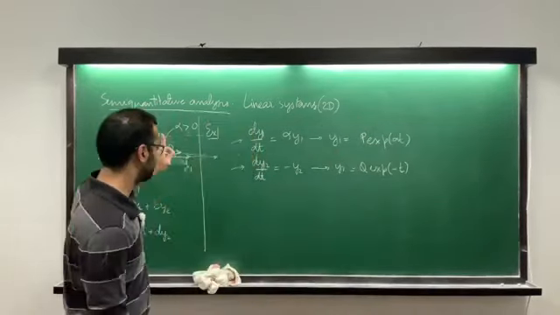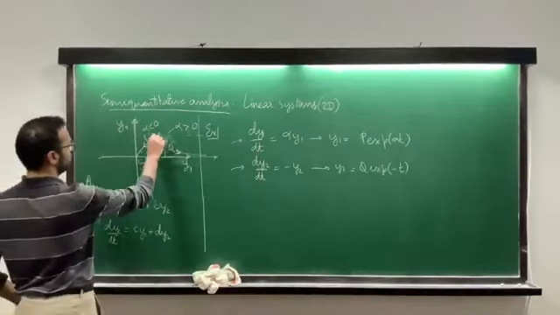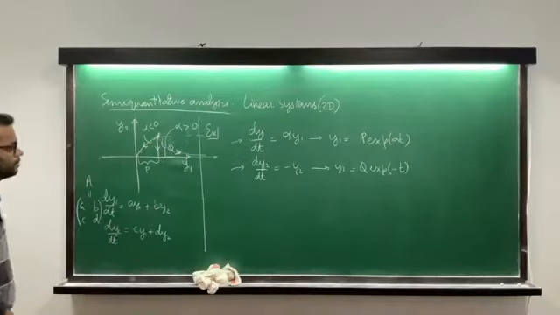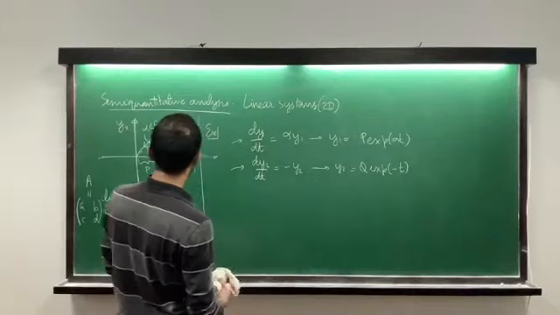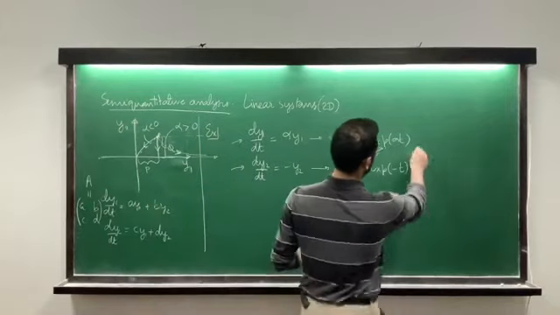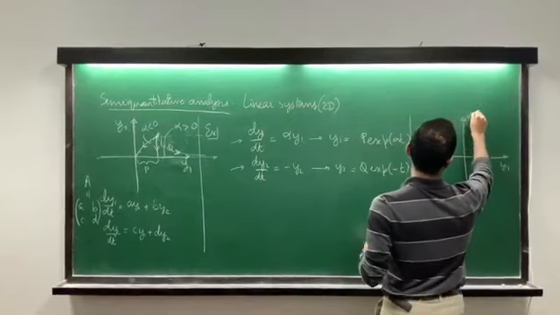Good. So what happens when alpha is 0? When alpha is 0, the y1 coordinate doesn't change, so it will just vertically go down like this. Okay, so let me draw a prettier picture of this. So y1, this is y2.